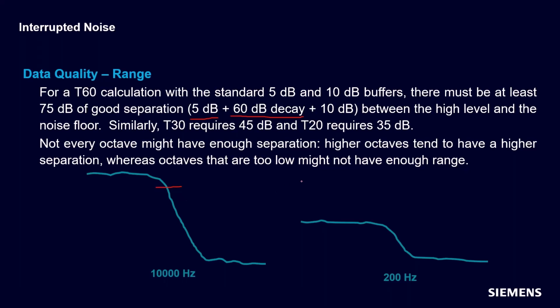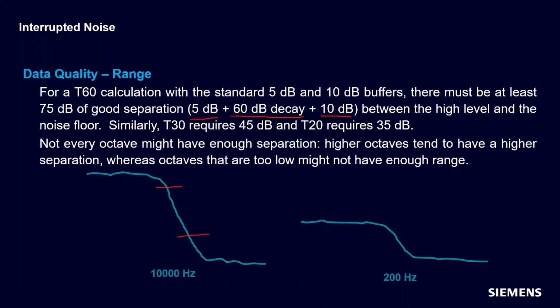And we want there to be a 10 dB separation between the noise floor and the end of our measurement. For a good T60 time calculation, we need 75 dB of separation from the high level time to the noise floor. And that's not always the easiest thing to achieve.